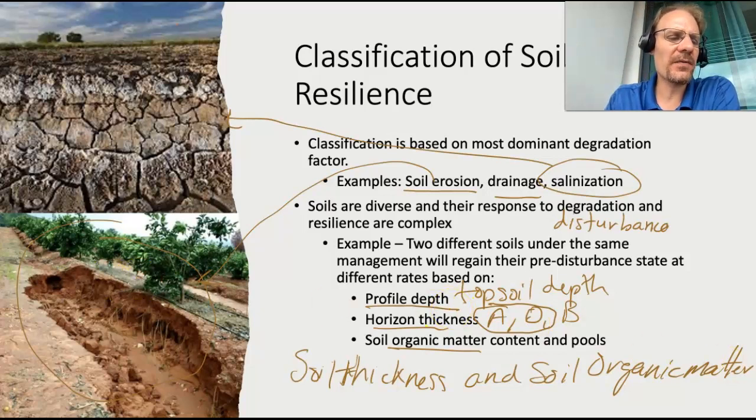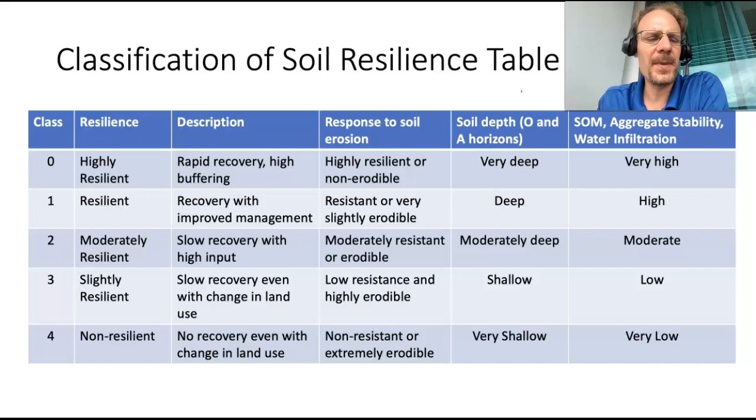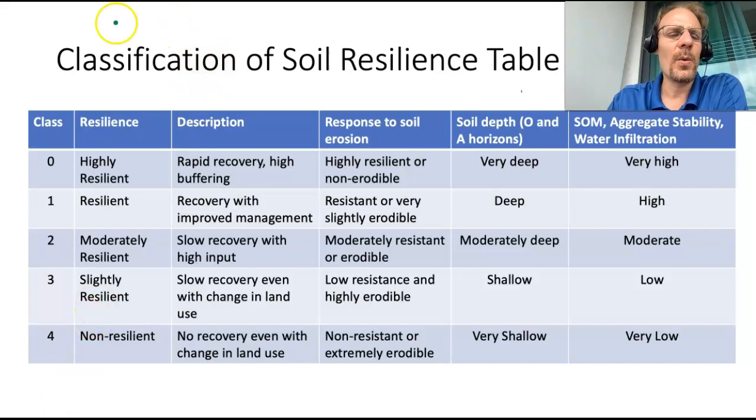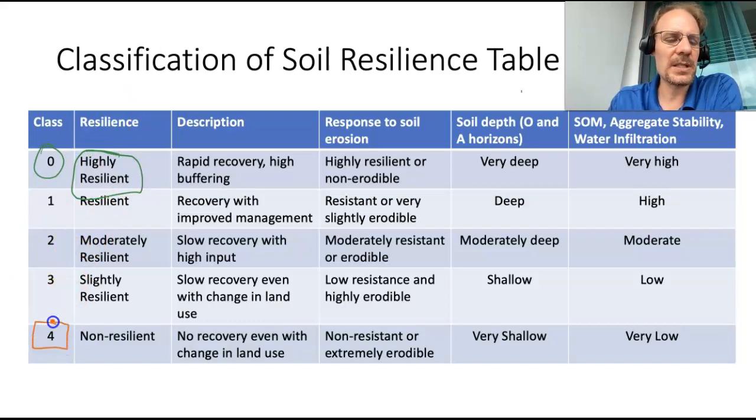Another way we can classify soils is in this chart here, and this is based off of some classes. At the very top, we have our class 0, which are our highly resilient soils. On the bottom, we have our least resistant soils, that just won't bounce back, at least non-resilient there. In the middle somewhere, we've got our moderately resistant. Let's talk about each of these soils and some of the properties that come along with them.